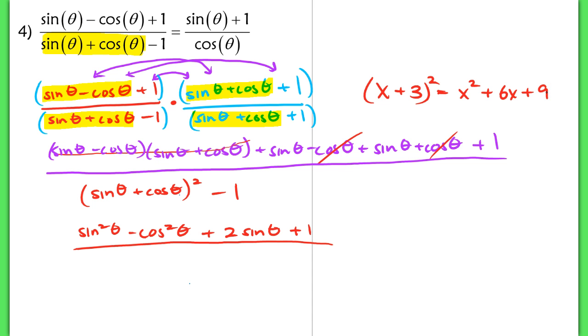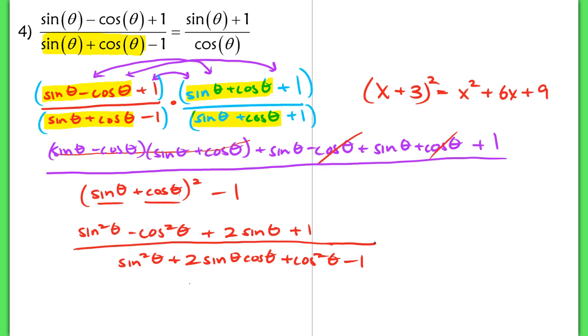So I use that same idea here to multiply this guy in the denominator, sine theta plus cosine theta squared. I take our first term, sine theta, and I square that. The middle term comes from finding the product, sine theta cosine theta, and then doubling that, so 2 sine theta cosine theta. Then our last term would be this squared, and then I've got that minus 1.